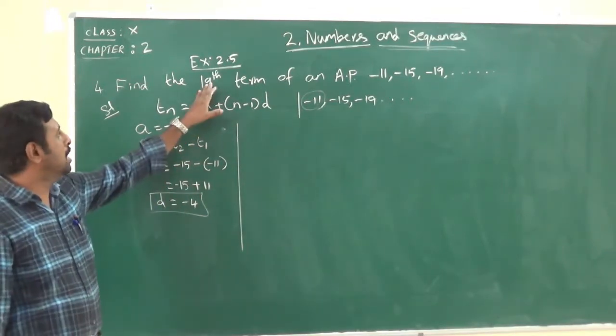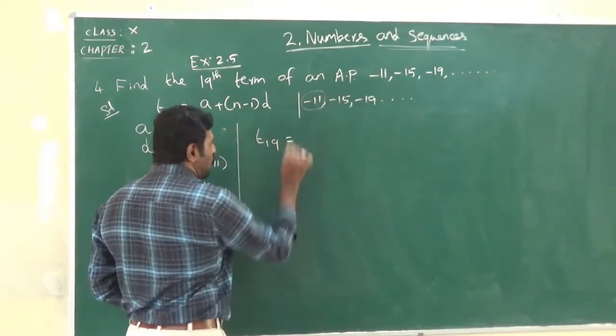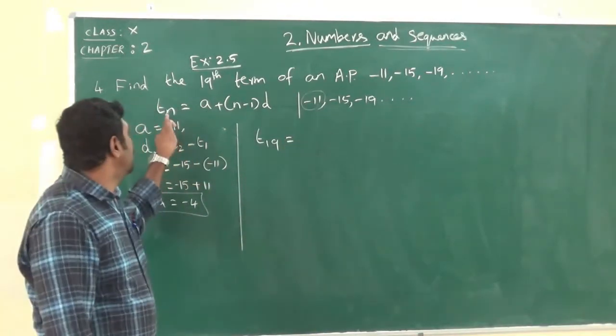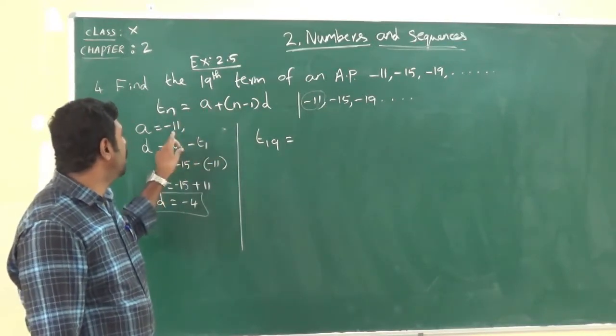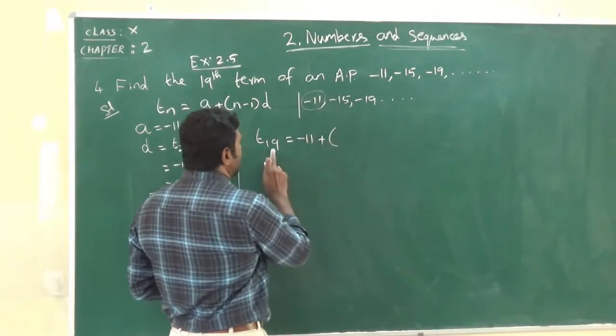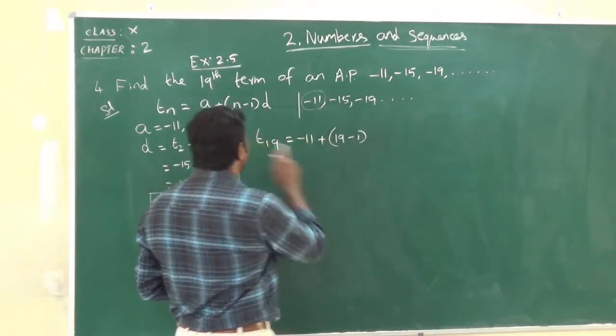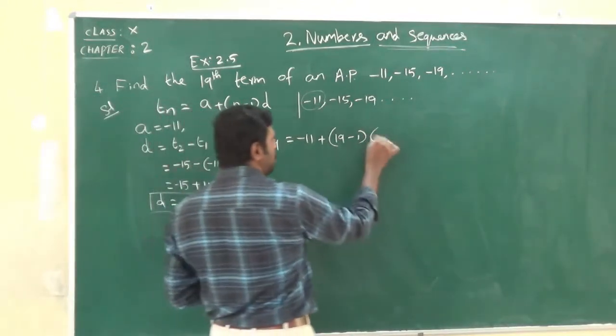Now we have to find out the 19th term of the AP. So, T19 is equal to the 19th term of the AP is equal to, what is the formula? a plus n minus 1 into d. In the place of a is minus 11 plus 19 minus 1, that is n minus 1, and then common difference d is equal to minus 4.